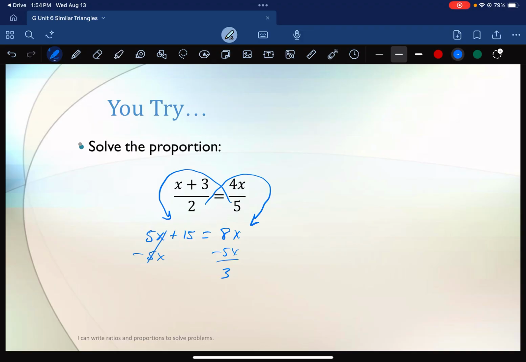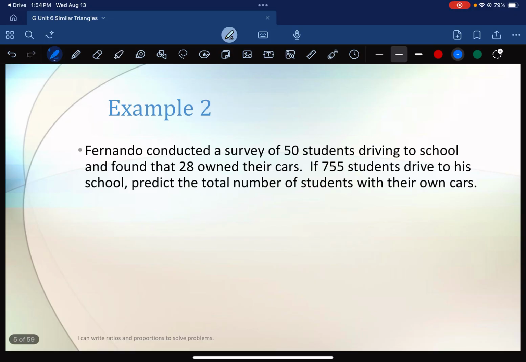That's going to give me 3x equals 15, and I'll divide by 3. And x comes out to be 5, which is what they wanted. They just want us to solve it, figure out what x is, okay? Let's see if we can set up a proportion to solve.